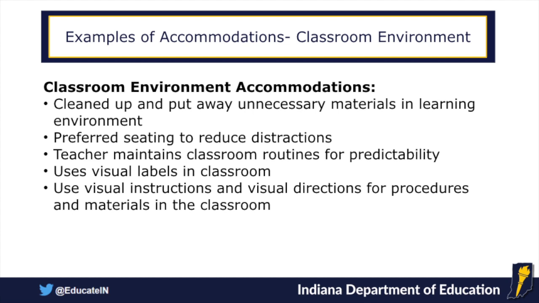Examples of accommodations within the classroom environment may include teacher cleans up and puts away unnecessary materials in the learning environment. Student may have preferred seating to reduce distractions. Teacher maintains classroom routines for predictability. Also, the classroom uses visual labels, visual instructions, and visual directions for procedures and materials in the classroom.